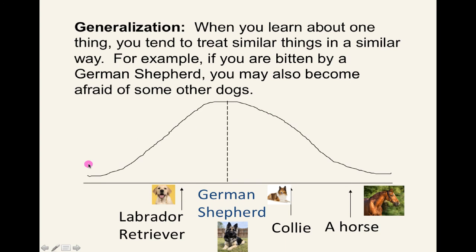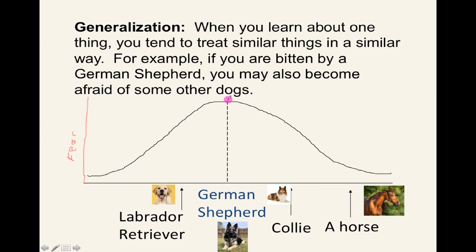And so what we're looking at here is a graph that's going to show us how large the amount of fear is. So I'm going to add a y-axis to our graph. This y-axis might just be the amount of fear or anxiety that you might feel in the presence of one of these animals here.